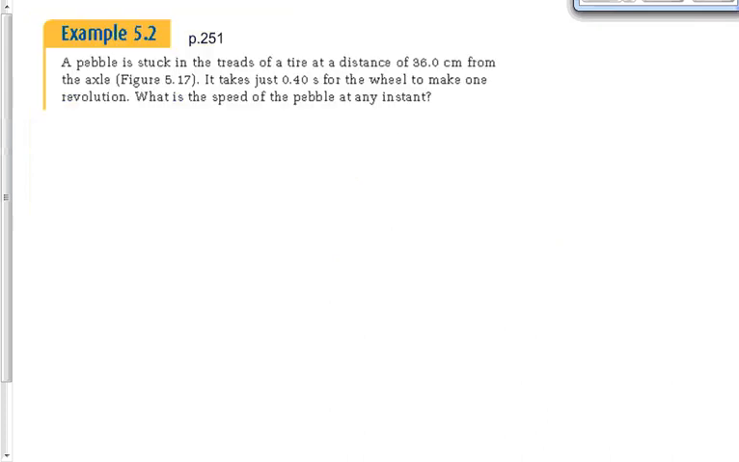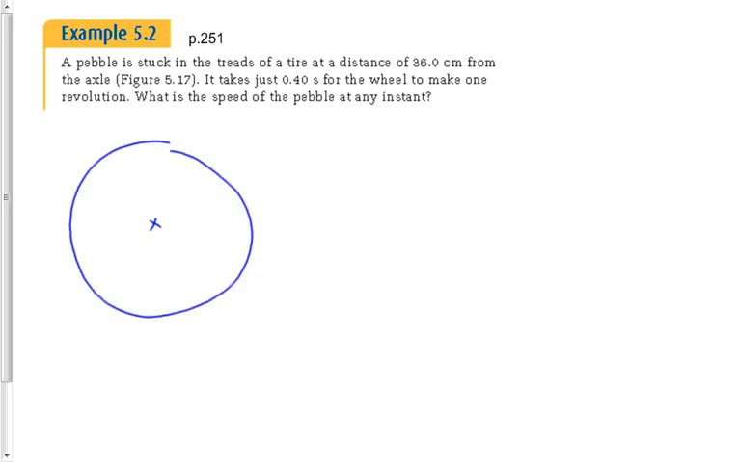Here's another one to try. This one says a pebble was stuck in the treads of a tire at a distance of 36 centimeters from the axle. There's a picture there, but you know what? We could draw our own picture. Okay, here's the axle. This is the middle around which the wheel spins. And this is the edge of the wheel where the treads are. There's a pebble stuck in the treads of the wheel at the edge.